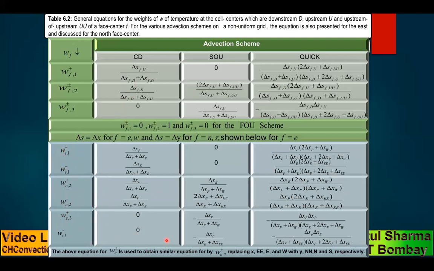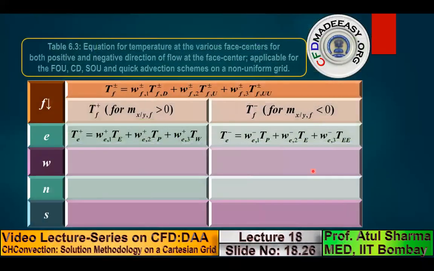You can obtain a similar expression for the north surface by replacing small e with n, this x with y, capital E with capital N, capital EE with NN, and capital W with S. This is a table corresponding to table 6.2 in chapter 6 of the companion book, where this is the expression to calculate the values for various faces when the mass fluxes are in the positive x and y direction.